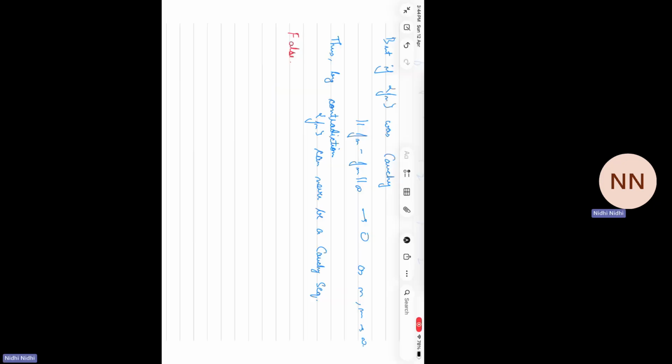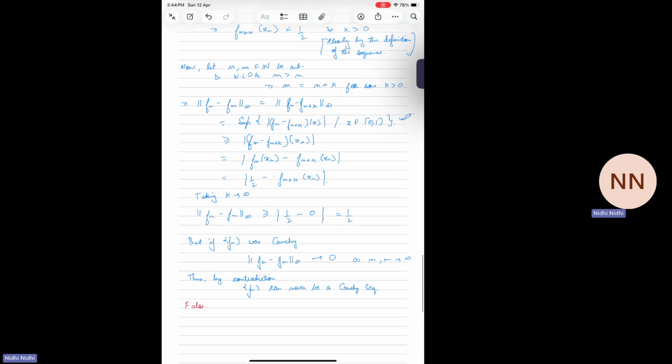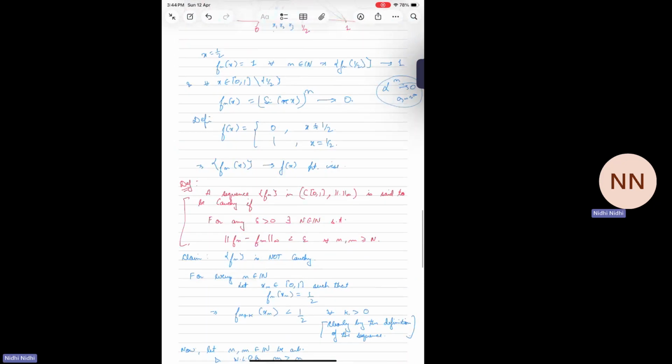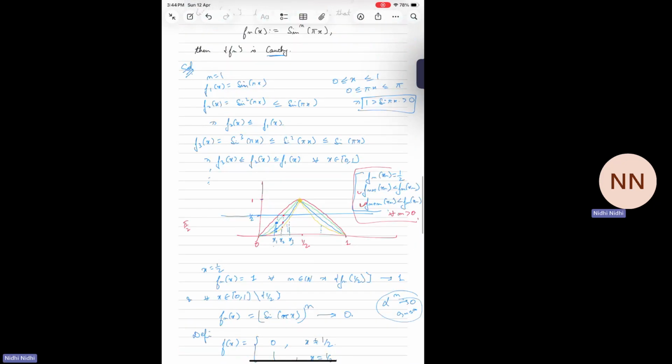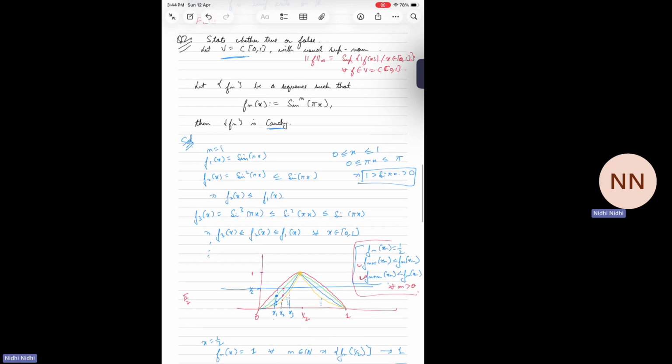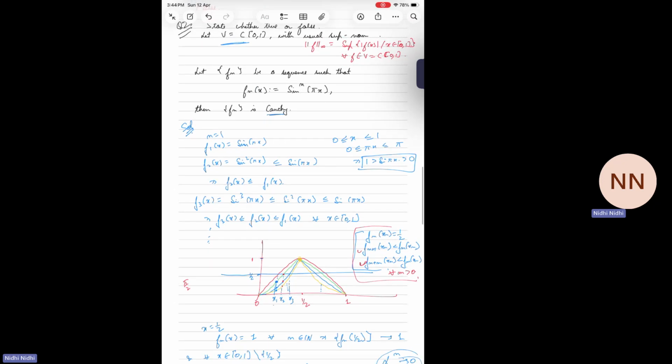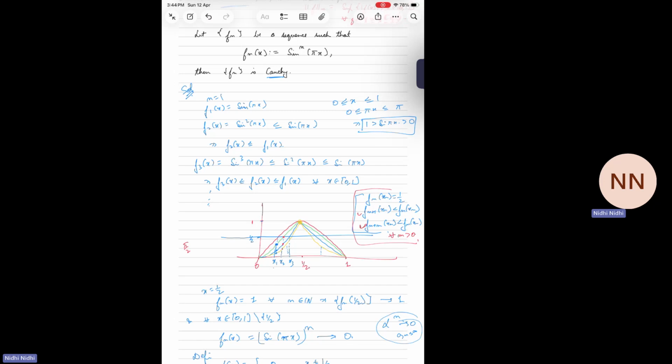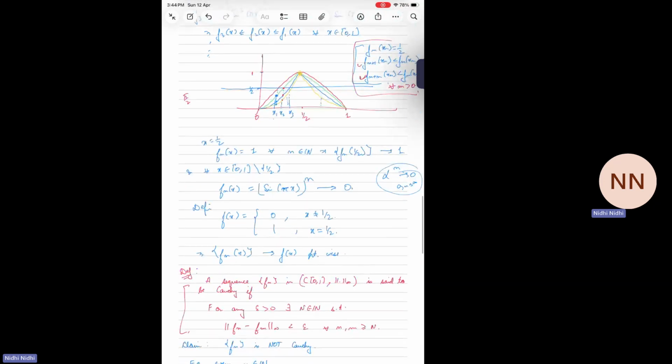I hope this is clear. This is how we get this sequence to be non-Cauchy, even though it has a pointwise limit, but it is not a Cauchy sequence in the space of continuous functions with the supremum norm. If you have any doubt, you can ask. I'll wait for 5 minutes.